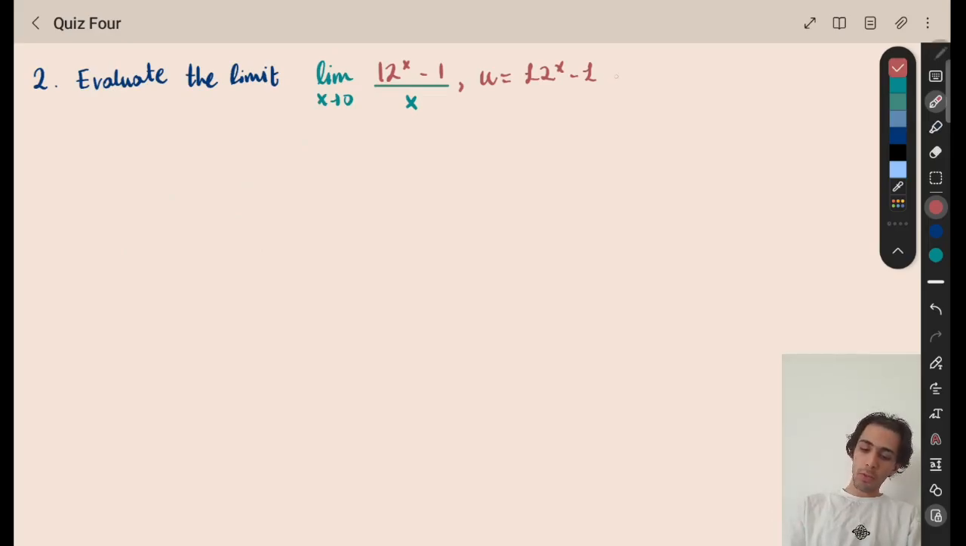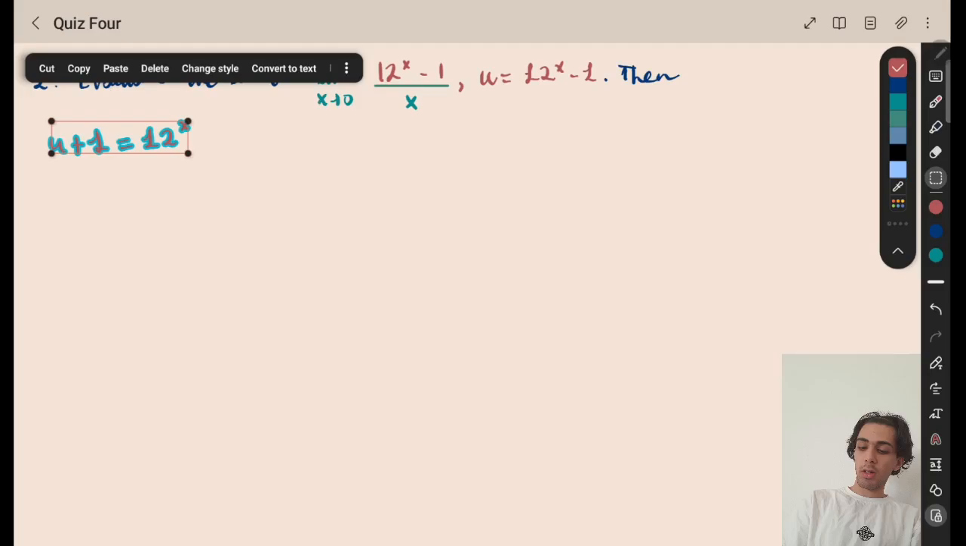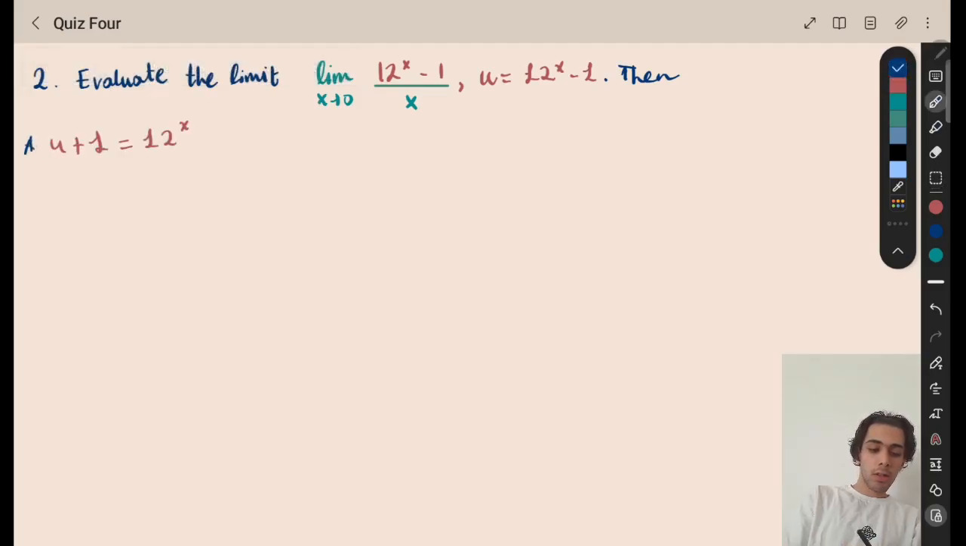Good. Now if u is equal to 12 to the x minus 1, then what is x equal to? Well, this is not easy. I'll first write down that u is equal to 12 to the x minus 1. Then u plus 1 is equal to 12 to the x. Yeah, this is simple math so far. But then what do we do next? Tough question.